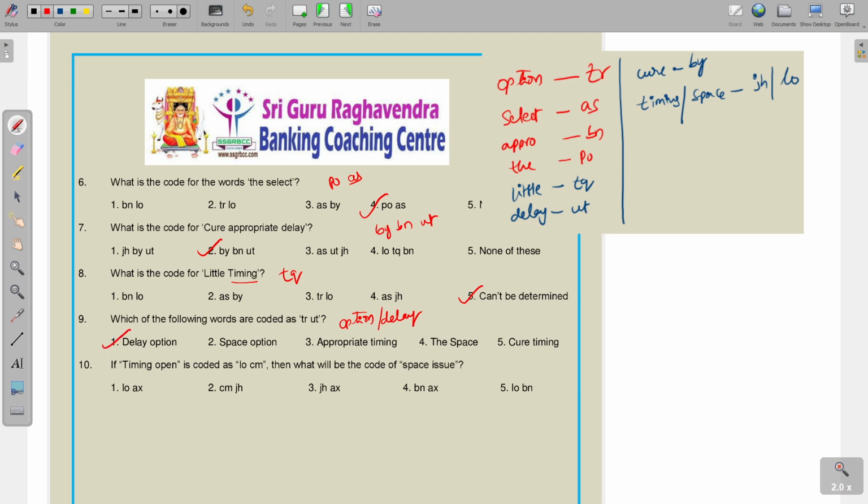If timing open is coded as LO and CM, what will be the code for space and issue? So according to the given condition, either timing or space is coded as JH or LO. Here timing open is LO and CM, in the sense timing is coded as LO. Timing is coded as LO, and the remaining space is coded as the remaining word, that is JH, so space is JH.